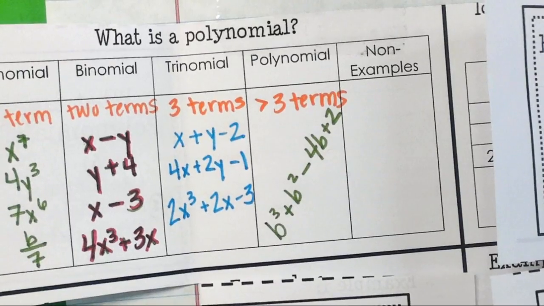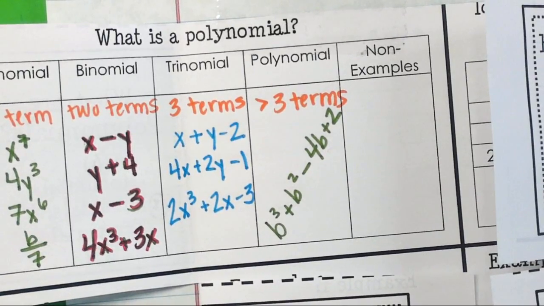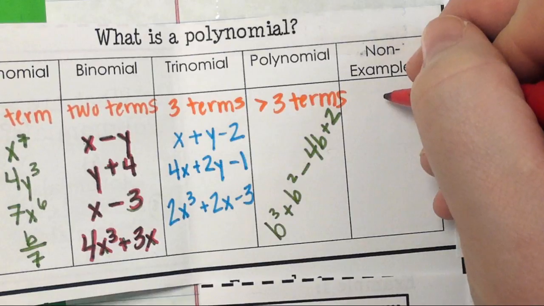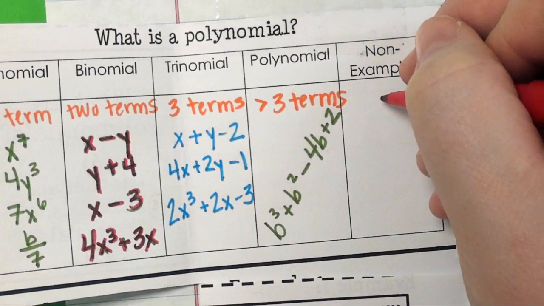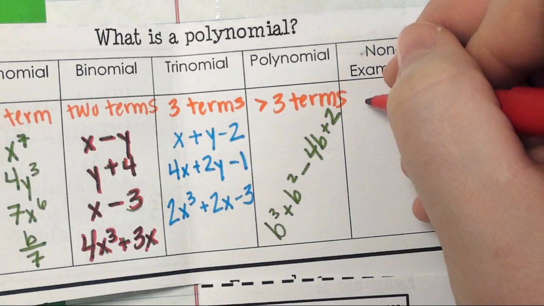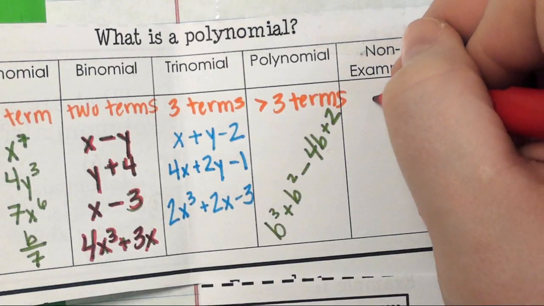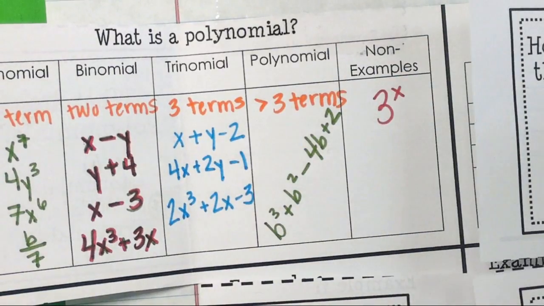Okay, so now we got to do some non-examples. What have we been talking about lately? Those are not polynomials. What have we been talking about lately? The thing that goes like that. What is it called? Exponential. Okay, so give me an example of an exponential function. f(x) equals 3 to the x. That's a non-example.